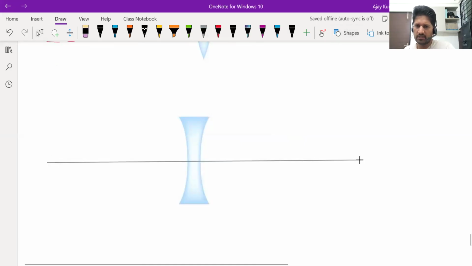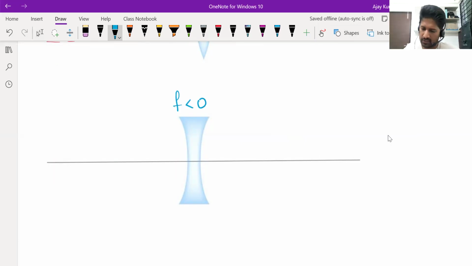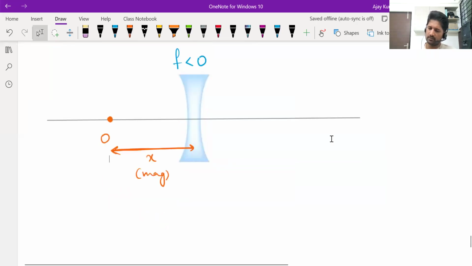Again, a concave lens doesn't always mean a converging lens. Sorry, doesn't always mean a diverging lens, but usually it does. So assume this is a lens having negative focal length and there's a real object placed in front of it, somewhere in front of it. Let's call the object distance as x. X is the magnitude. When you substitute in the formula, you are supposed to substitute along with sign. Okay. Substitute in the lens formula.